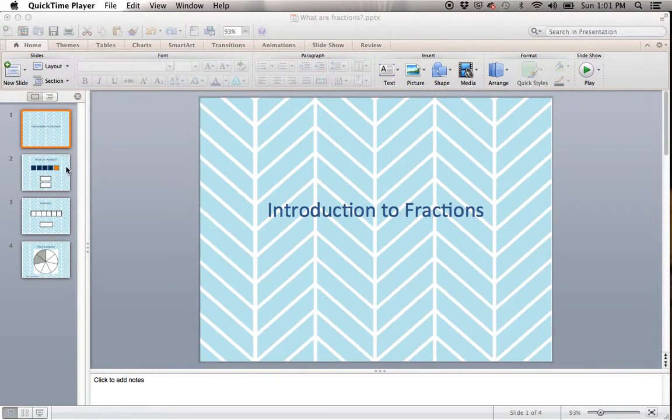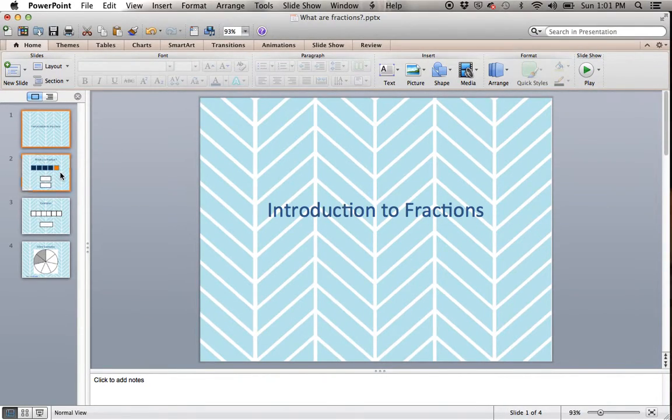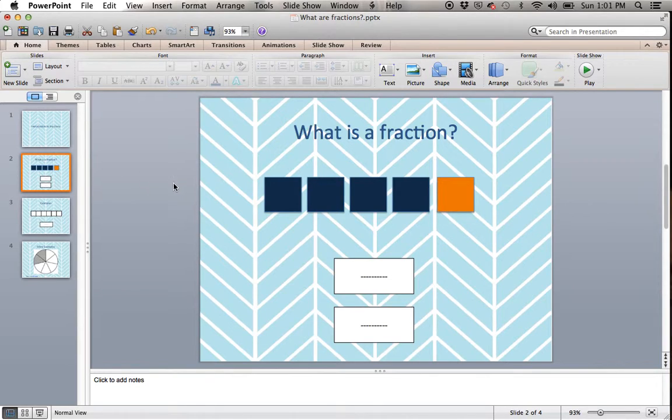Welcome to What Are Fractions? On this first slide, you will see we have 4 blue squares and 1 orange square. We can make this illustration into a fraction.